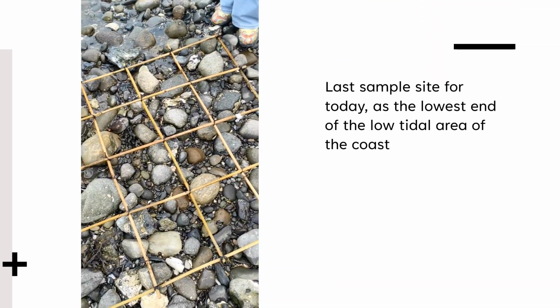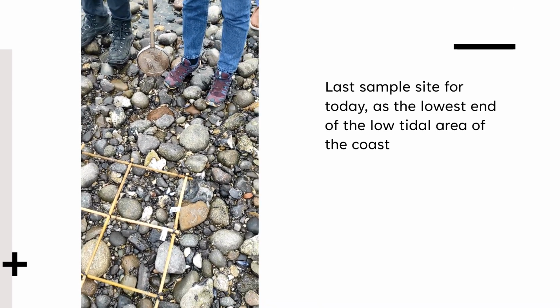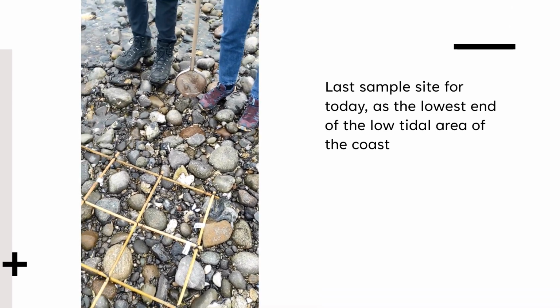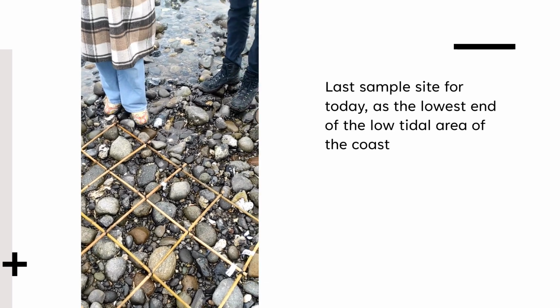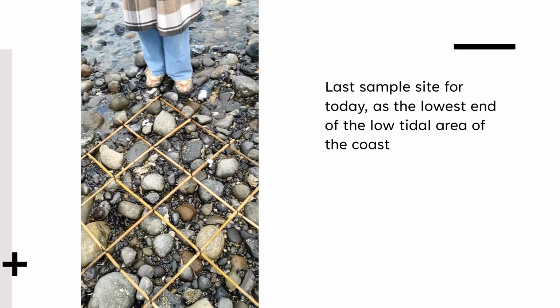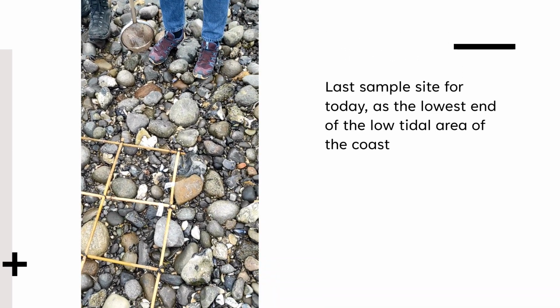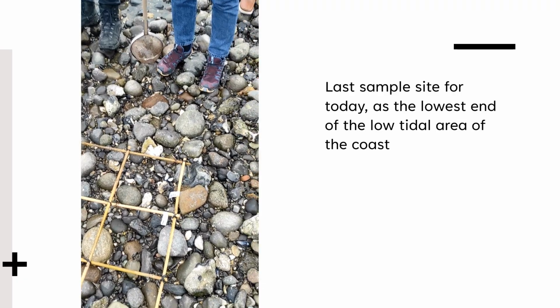But we will then do a grid here. Then we'll move up 5 meters, do another grid, 5 meters, do another grid, all the way up. And then we can calculate, these species here seem to like the low tide. These species here seem to like the high tide. And then you'll get data all the way up.